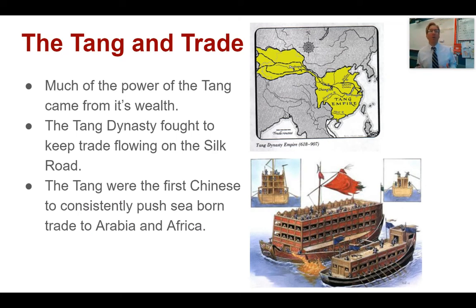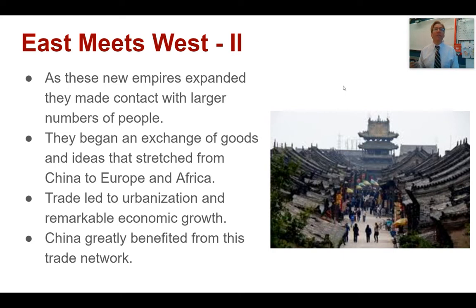Now, much of this Tang wealth, much of their power came from their wealth. They became extremely wealthy. And they became very wealthy because they were in control of the Silk Route. The Tang were the first to really understand the power of this trade route and really use their wealth to extend their military to control the trade routes to further extend their wealth. They were also the first to really go seaborne and to start exploring the world by boat. And they were able to push their trade toward Arabia, toward Africa.